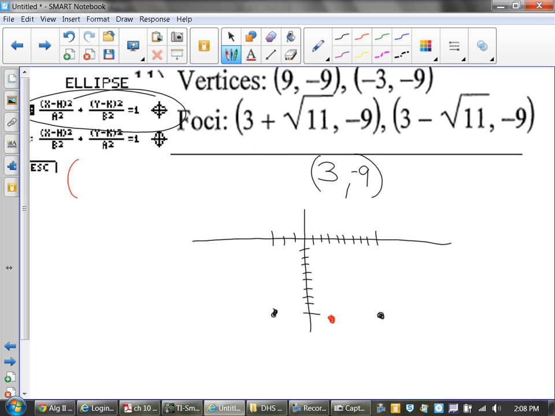So right now I have (x - 3) squared over something plus (y + 9) squared over something equals 1. All I have to do now is figure out my a squared and b squared. The value of a, remember, is the distance from the center to the vertex. We can find that real fast. How far is 3 from 9? What's 6 squared then? Are we okay with that? Center to vertex, that value is 6. That means that value is a.